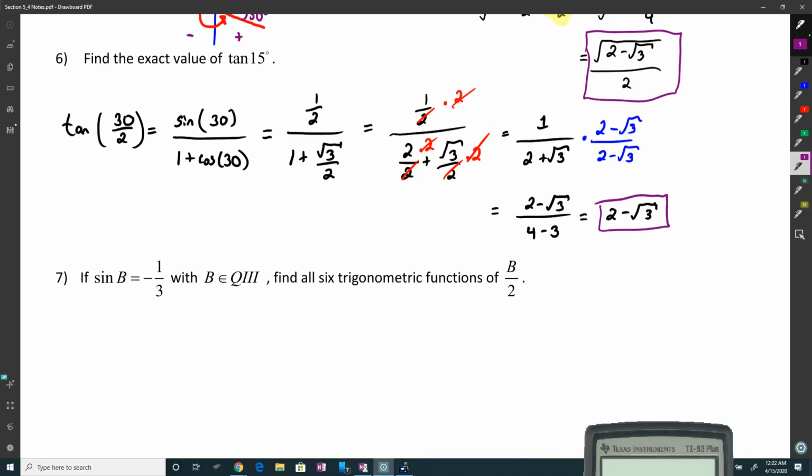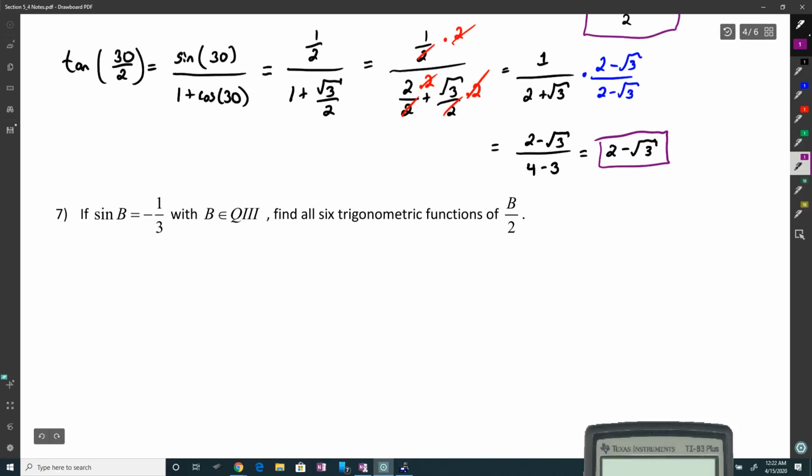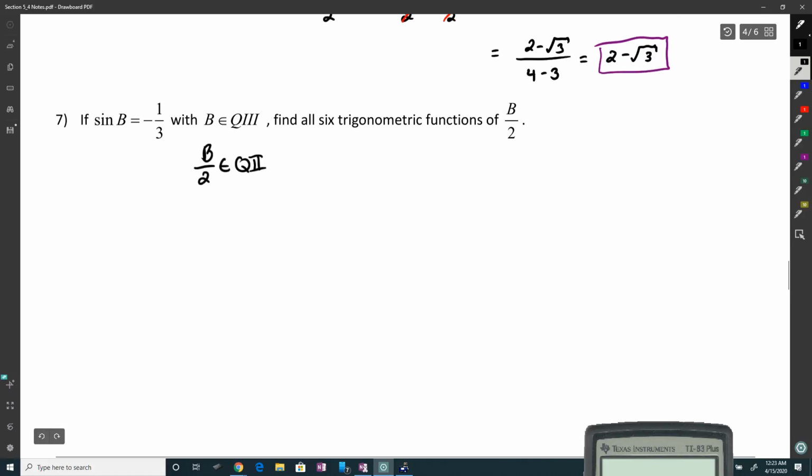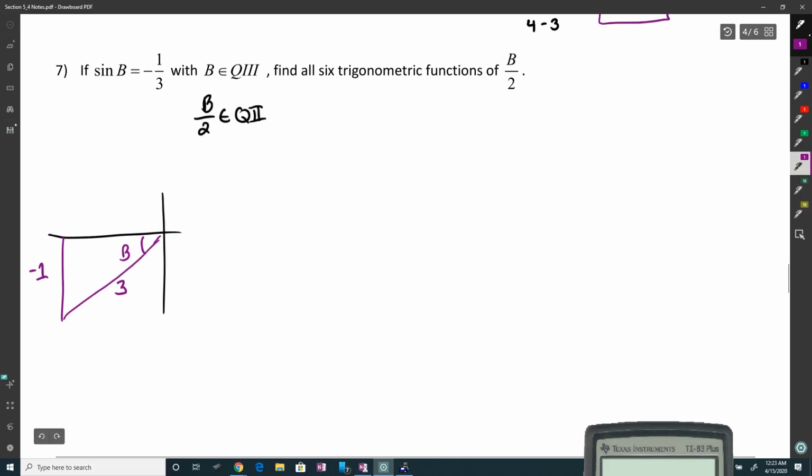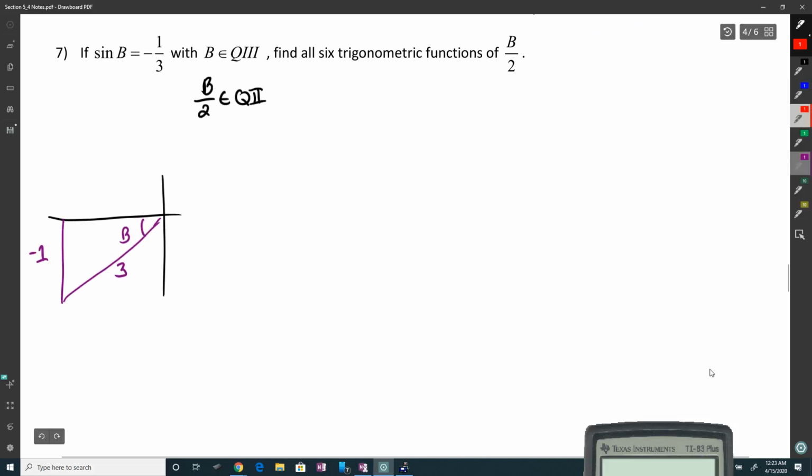Find sine b of negative 1/3 with b in quadrant 3, and find all 6 trig functions. We did this before. If b is in quadrant 3, that means that b over 2 is in quadrant 2. Working this out, there's quadrant 3. Here's my generic triangle. Here's b, so opposite, hypotenuse. And this one has a rather weird other value that we haven't seen too much.